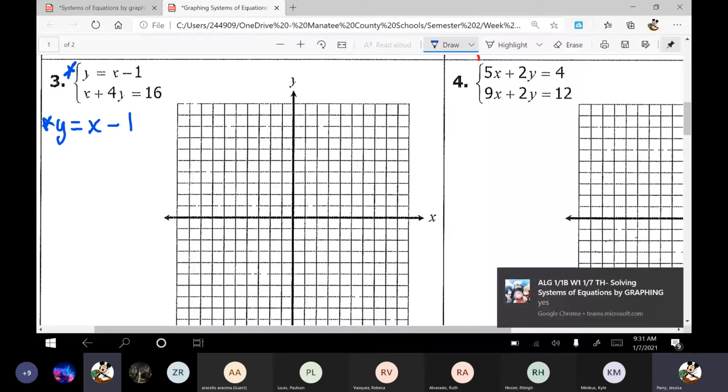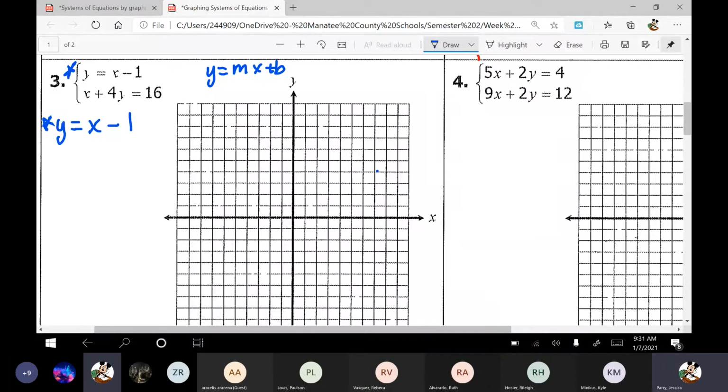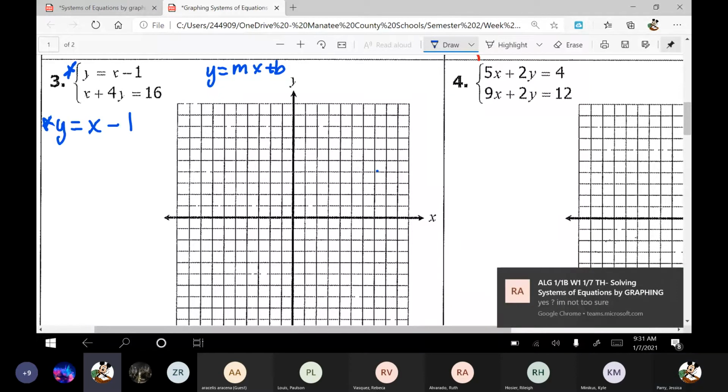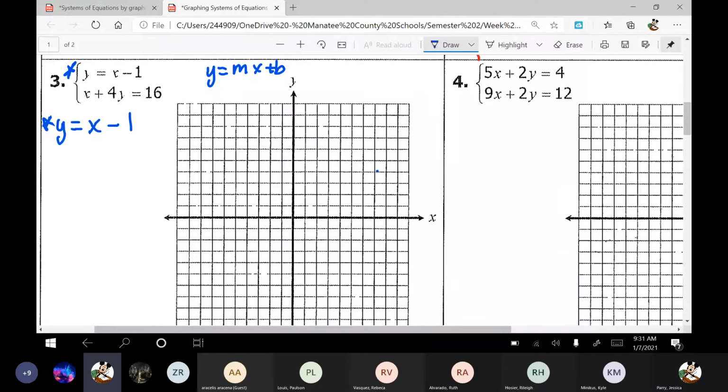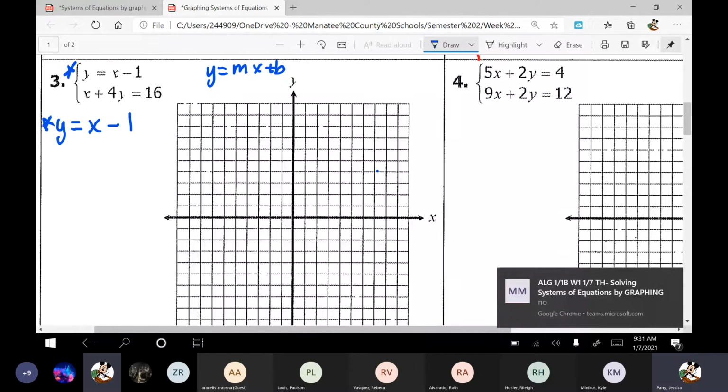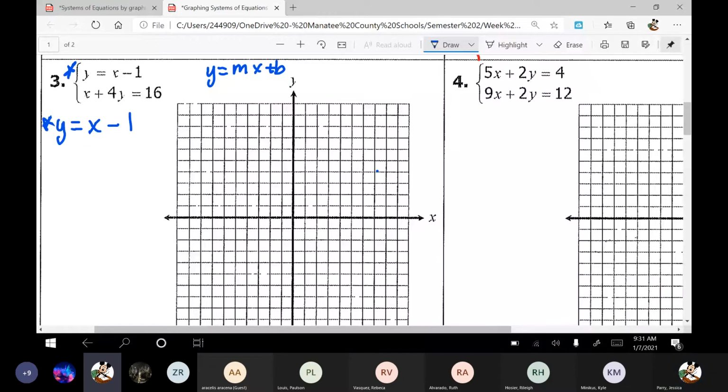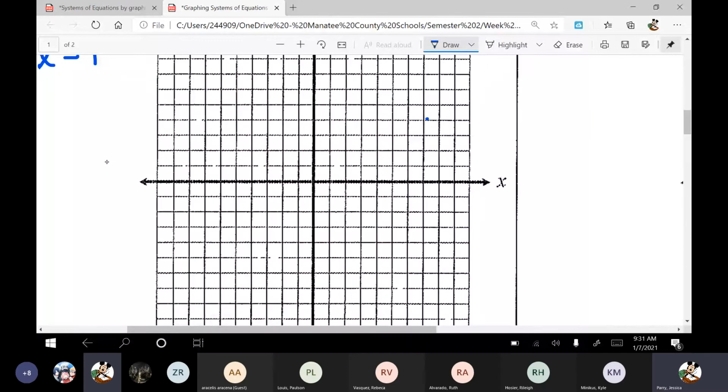Remember, slope-intercept form is y equals mx plus b. I see yes, yes. Someone's trying to say yes. Awesome. I see a no. So this y equals x minus 1, the answer would be yes, it is in slope-intercept form.